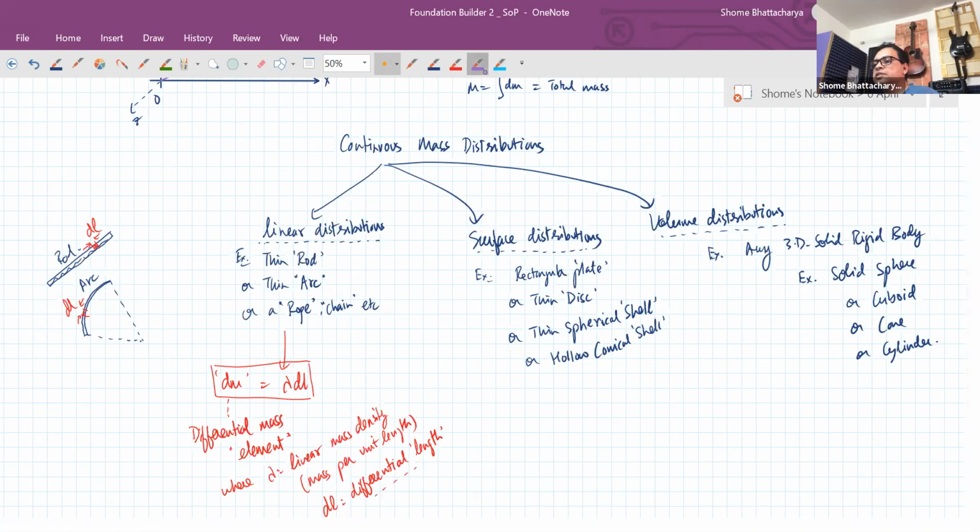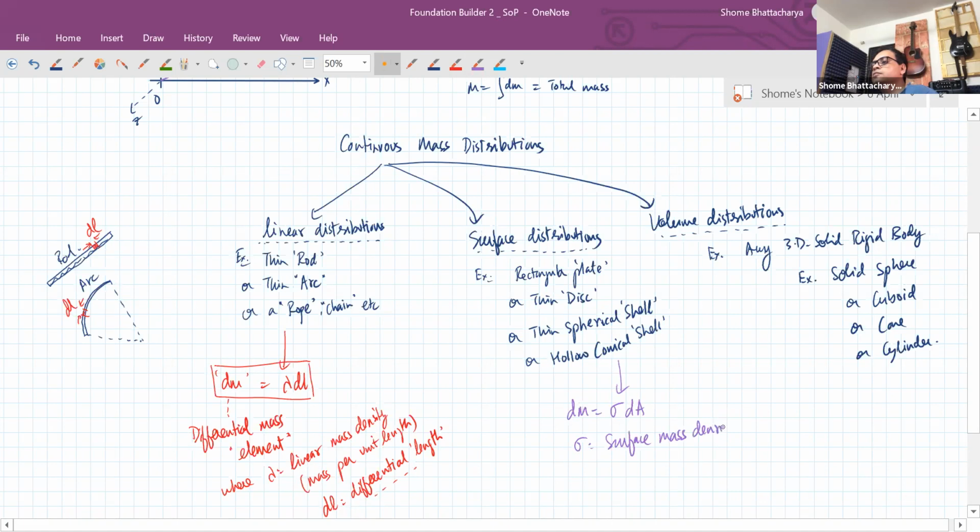But similarly, in the case of a surface, we have to express dm as a different type of element. dm will become mass per unit area times a small area, sigma dA. So here sigma is surface mass density. So it is mass per unit area.